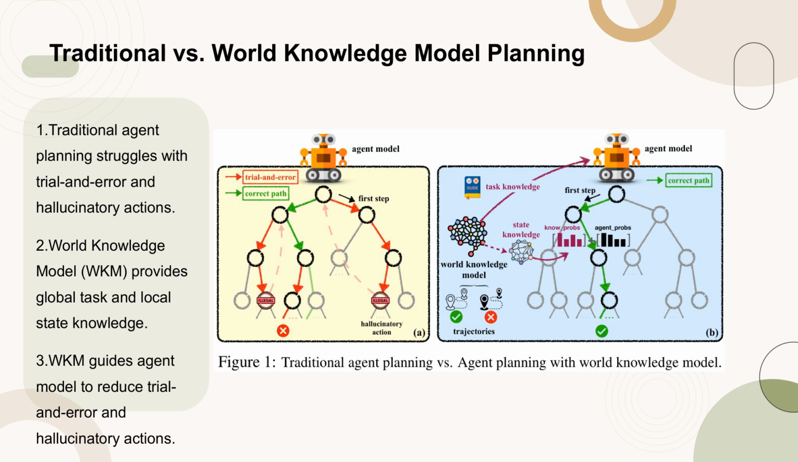Figure 1 contrasts traditional agent planning with planning enhanced by a world knowledge model, WKM. Traditional planning, as depicted in A, often results in trial and error and hallucinatory actions due to a lack of understanding of the real world. In contrast, B illustrates how WKM provides both global task knowledge and local state knowledge to guide the agent model, significantly reducing trial and error and hallucinatory actions. This approach mimics human cognitive processes, using prior knowledge to inform planning and maintaining dynamic state knowledge to adapt to changing conditions during task execution.